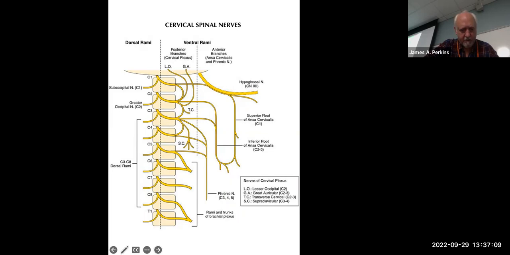Here's that phrenic nerve coming from anterior branches of C3, C4, and C5, all joined together. And then running down along the anterior scalene muscle very deep in the neck, continuing through the thorax to innervate the diaphragm.